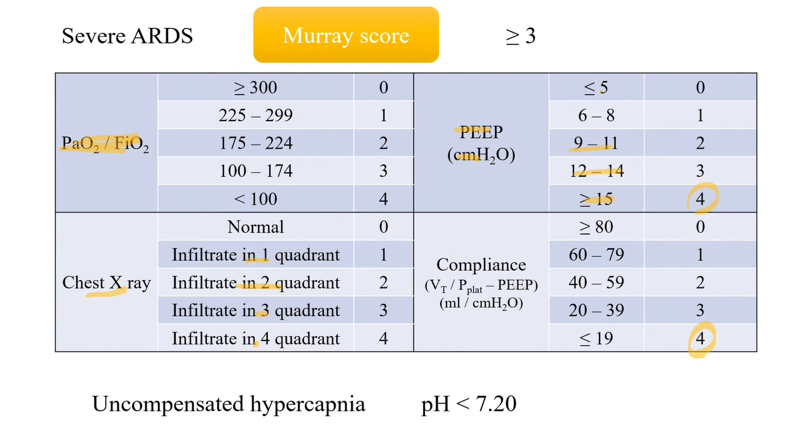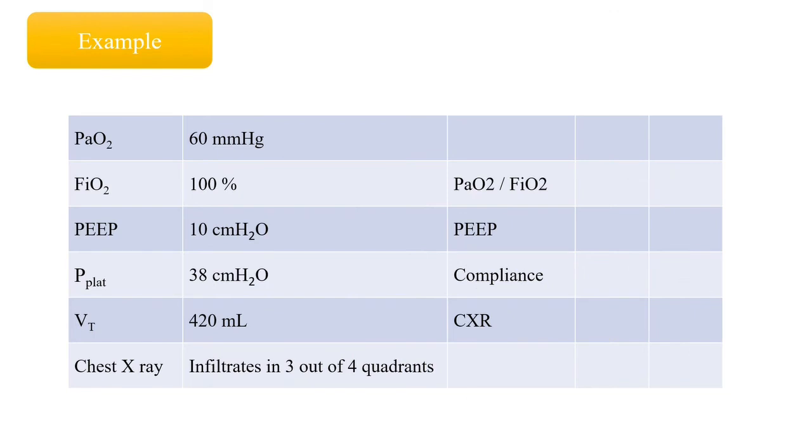And then you can calculate all these points and divide by the 4, as you have 4 domains here. So for example, let's take this patient with PO2 60 millimeter mercury and FiO2 100%, PEEP 10 centimeter water, plateau pressure 38 centimeter water, and tidal volume 420 milliliter. Chest X-ray has infiltrates in 3 out of 4 quadrants.